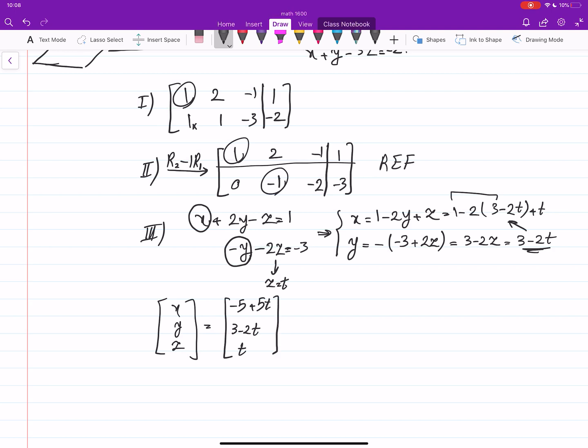Very nice. I can rewrite this in a better way. x, y, z is equal to negative 5, 3, 0, plus t times 5, negative 2, 1. I'm just separating the terms which have t in them.